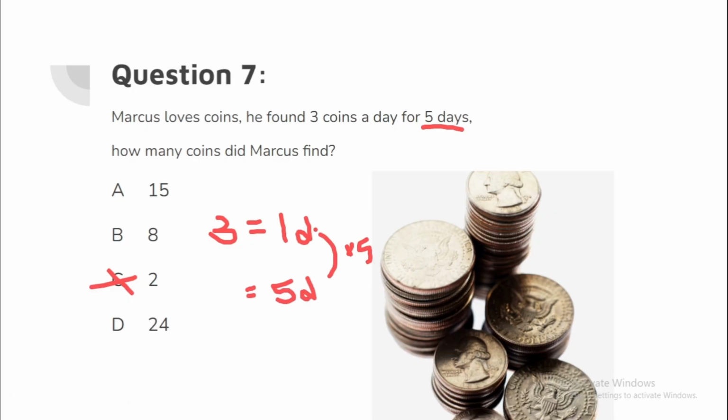So now we found out how many days we need. We need to find out how many coins he got after those many days. Since we multiplied 5 on the day side, we have to do it on the other side of the coins. So 3 times 5 is 15. So that means he has found 15 coins in 5 days. Honestly, not a lot.